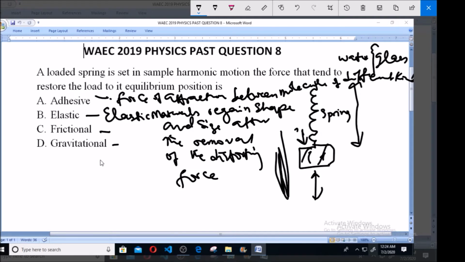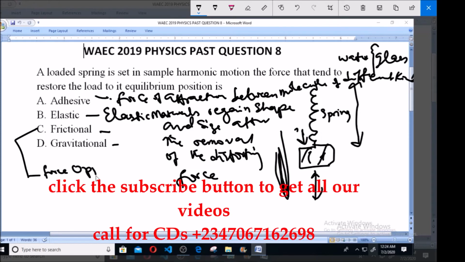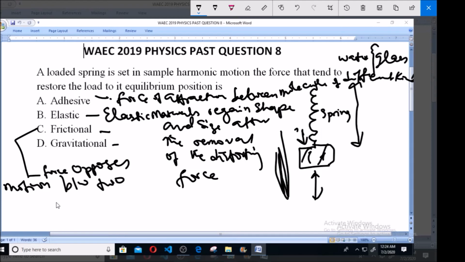Now, frictional force is the force that opposes the motion between two surfaces in contact. So when you talk about frictional force, you're talking about force that opposes motion between two objects in contact.